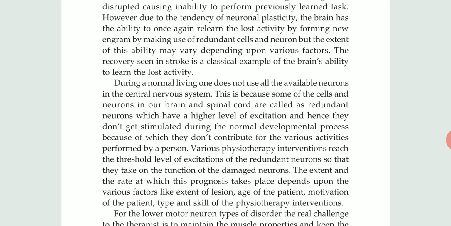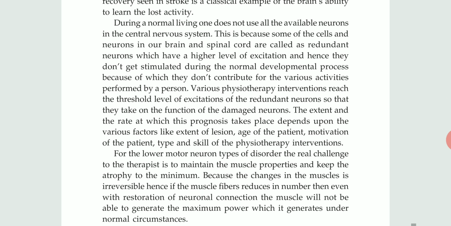This is because some of the cells and neurons in our brain and spinal cord are called redundant neurons, which have a higher level of excitation threshold and hence don't get stimulated during the normal developmental process, because of which they don't contribute to the various activities performed by a person. Various physiotherapy interventions reach the threshold level of excitation of the redundant neurons so that they take on the function of the damaged neurons.